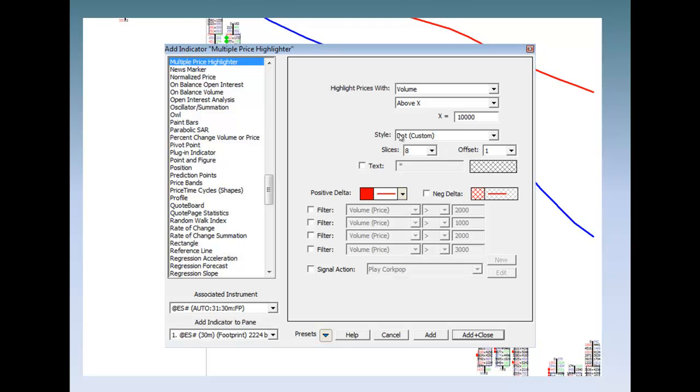Same types of settings. You will need to choose a style to highlight that, a color. You can also have other filters to show different volume levels. It's really quite flexible. It even gives you the option to have a signal action. When that volume level is reached at a particular price level, it will alert you, and you can come and take a look and see what is going on the chart.